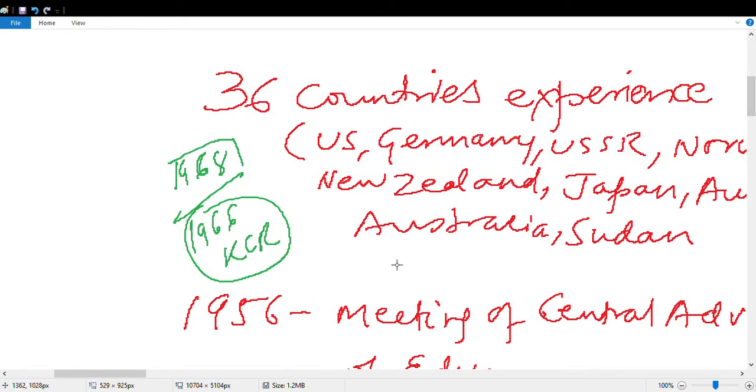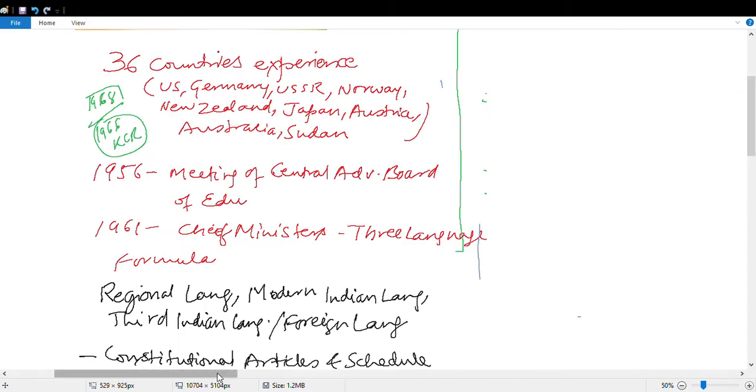Starting with the 1968 one, which was based on the 1966 Kothari Commission report. The Kothari Commission looked into 36 different countries, their experiences with language as a subject in school and higher education system. In 1956, a meeting of the Central Advisory Board of Education was held regarding how the languages should be introduced and which combination of languages there would be.